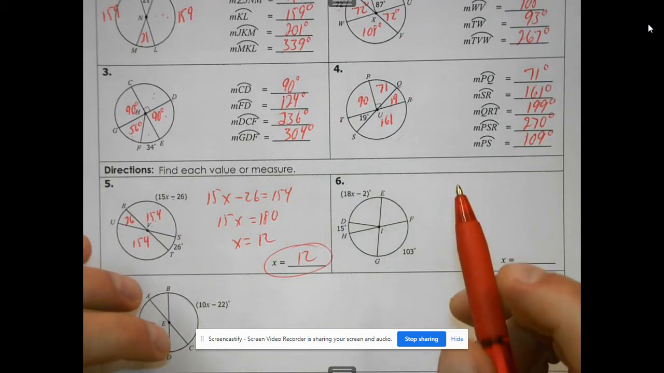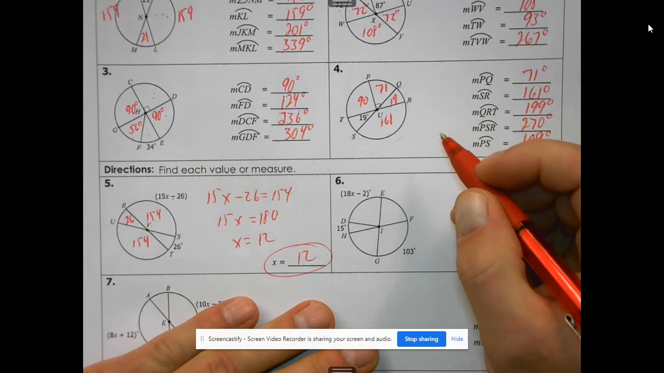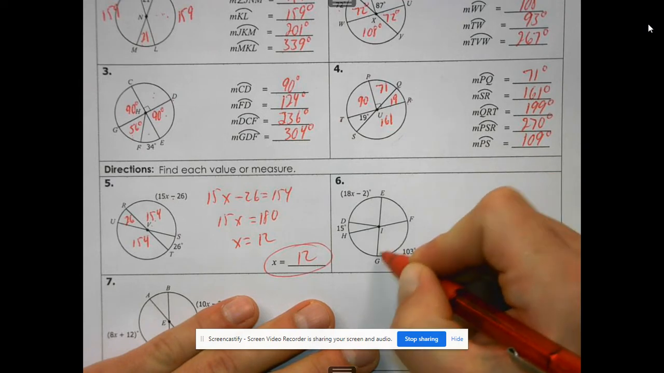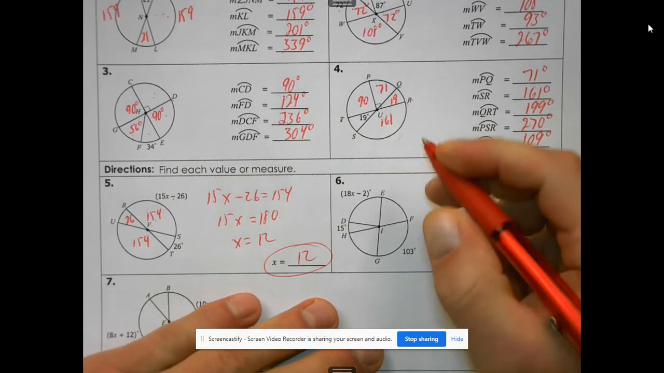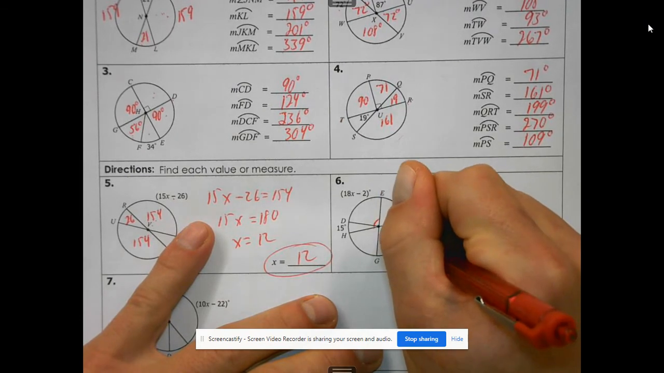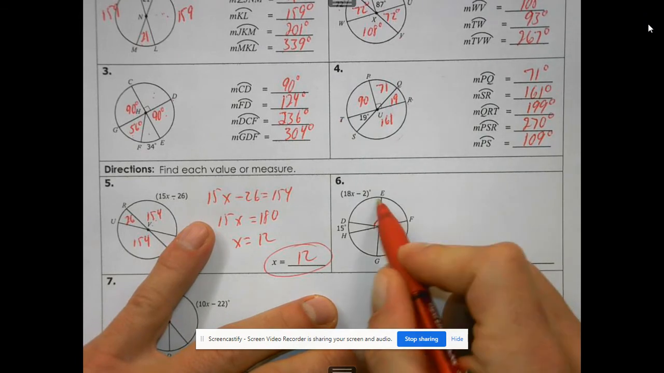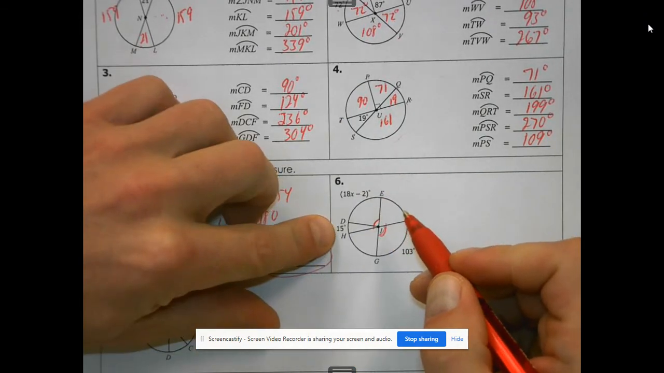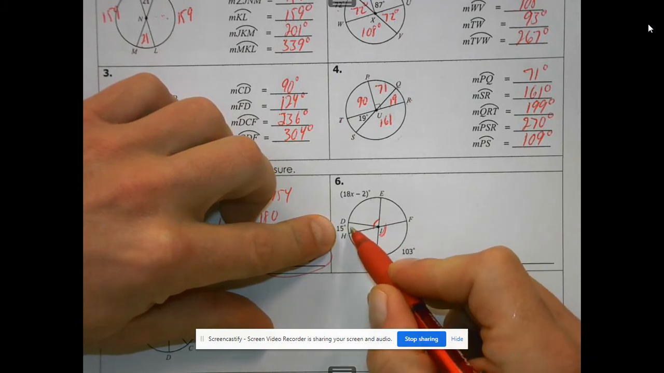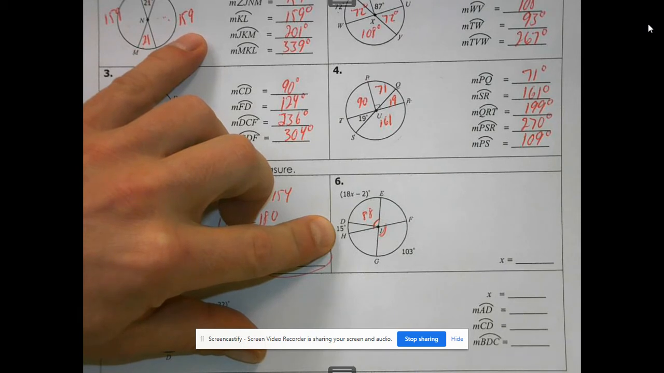All right, over here, number 6. Let's see here. Looking for some vertical angles. Don't see a lot. All right, but here's what we do have. I know all of this is congruent to all of that, right? So 103 is equal to both these at 103, right? Well, I've got 15 of it right here. So if I take the 103 minus the 15, that leaves me with 88.